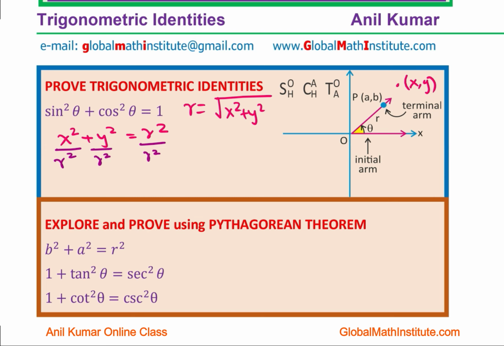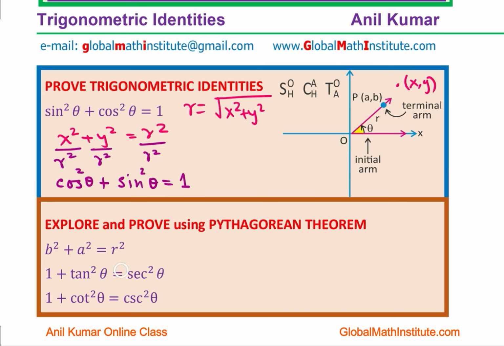What is x over r? x is the adjacent side, so we get cos squared theta plus, y over r is sine, so we get sine squared theta, and r squared by r squared is 1. So we have cos squared theta plus sine squared theta is equal to 1, which can also be written as sine squared theta plus cos squared theta equals 1. Makes sense? That's simple, right?